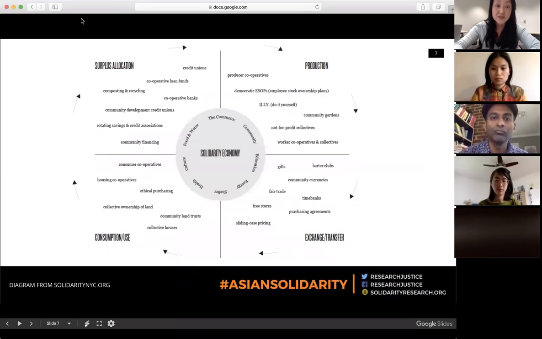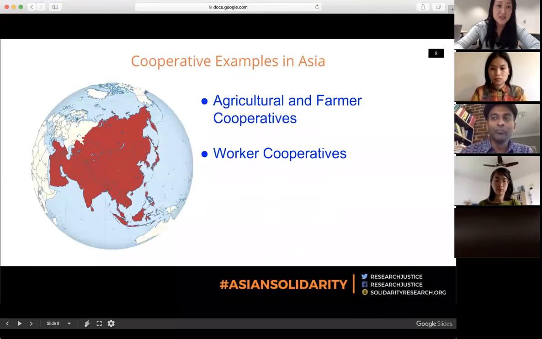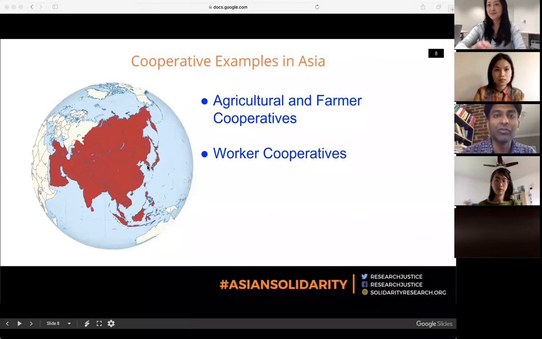And cooperatives are definitely a piece of that in terms of all the different stages. And then next, Parag is going to talk about some of the examples that exist in other parts of the diaspora.